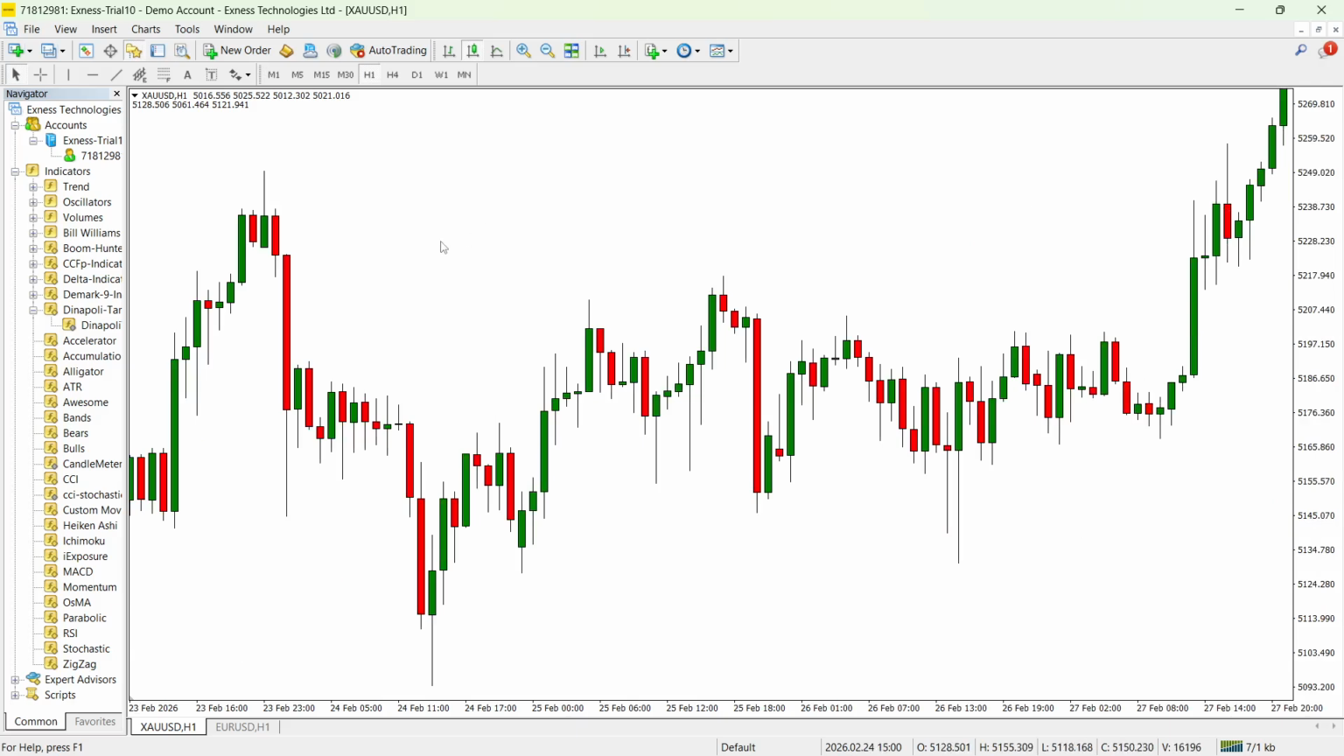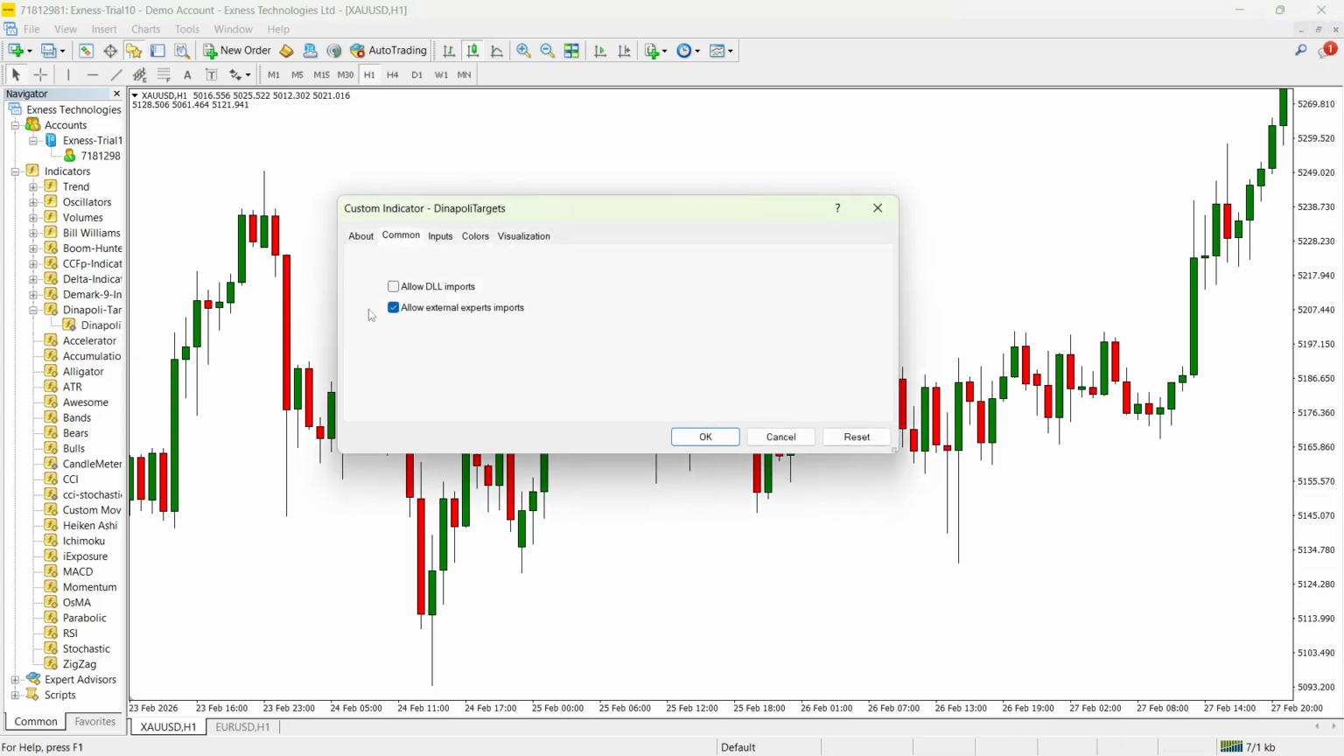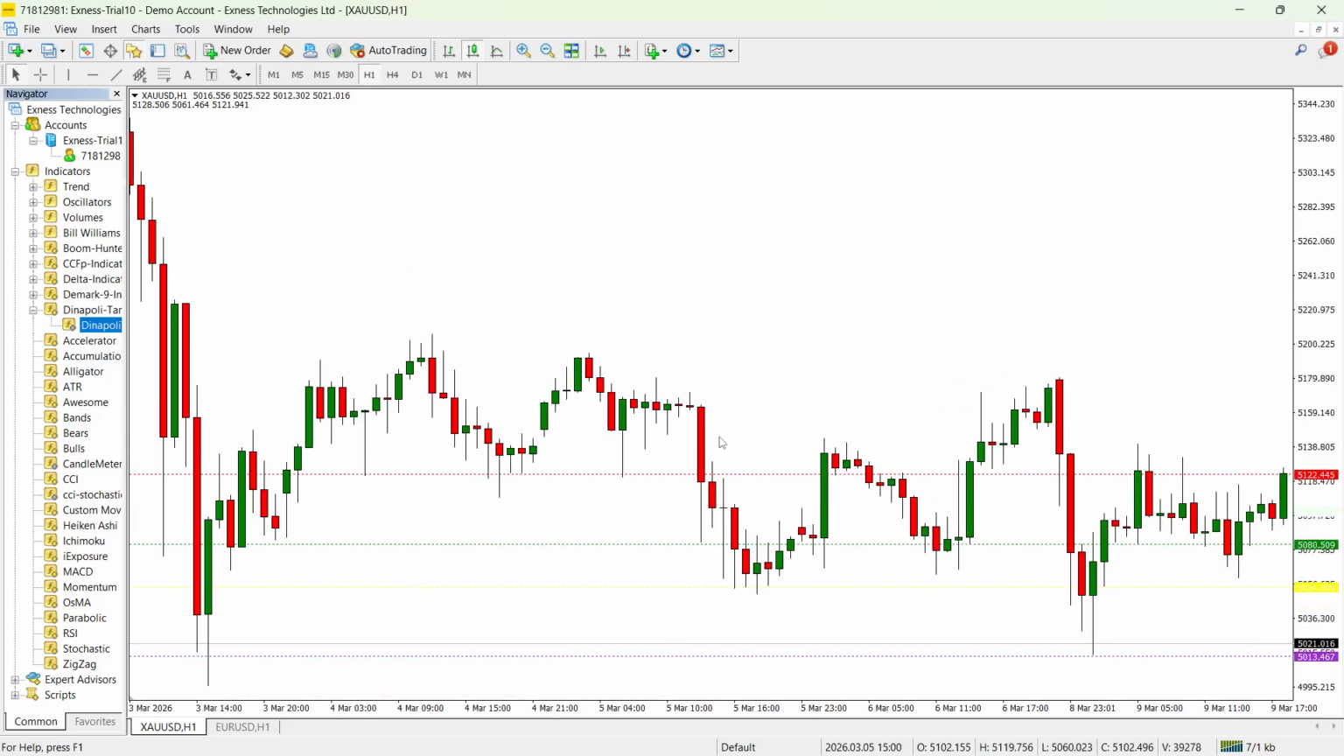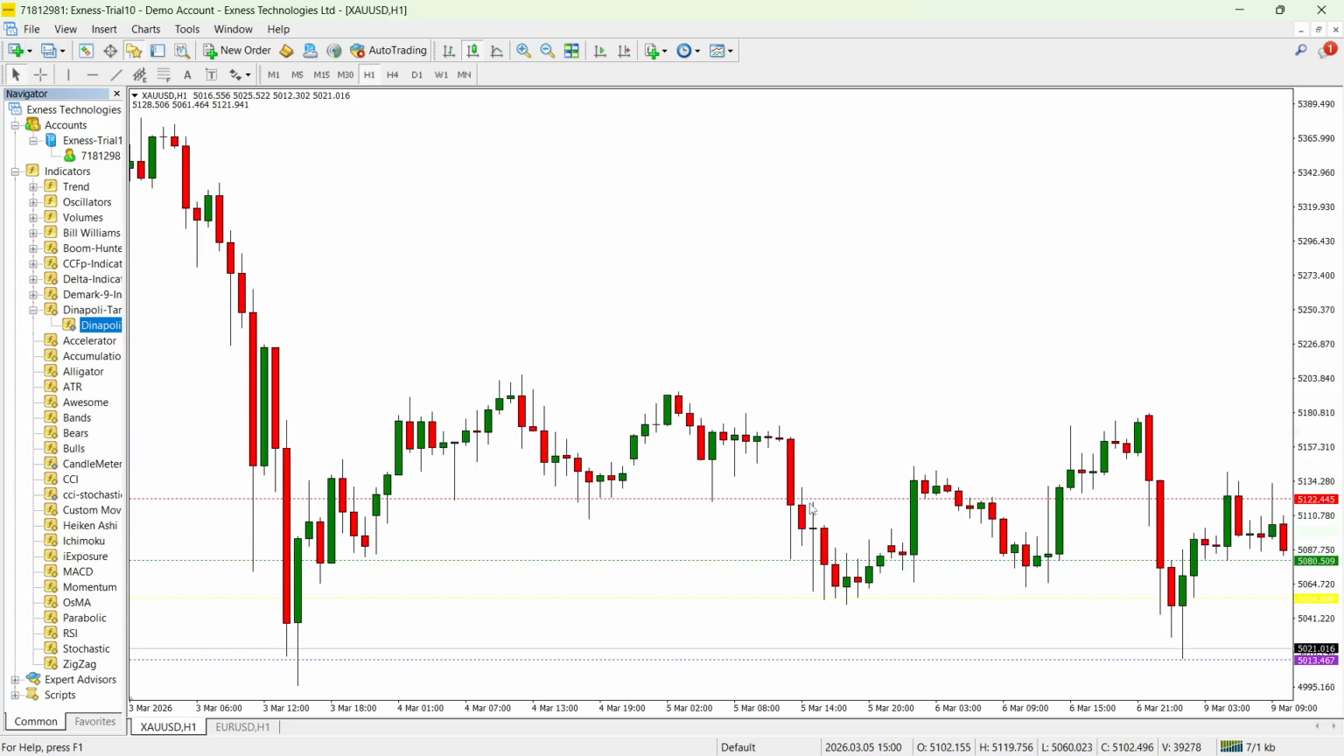At this point, I'll load the indicator on the chart so you can see how it looks in real time. Remember to allow DLL imports. Alright, and there we have it. If you look very closely, the Dinapoli Targets Indicator plots horizontal lines on the chart based on Fibonacci calculations from the last swing high and swing low.